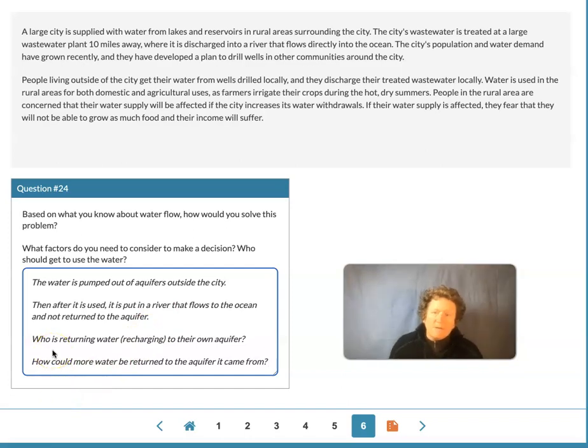So, questions you might want to consider in who gets to use the water or how you could fix the problem is who is returning the water to their own aquifer? How could more water be returned to the aquifer it came from? You have to use what you've learned to answer these questions and solve the community's problems. Real communities have these issues, and you can't solve the problem, but you can think about what sorts of problems occur and how you might speak out in your own community about conserving water and protecting groundwater.